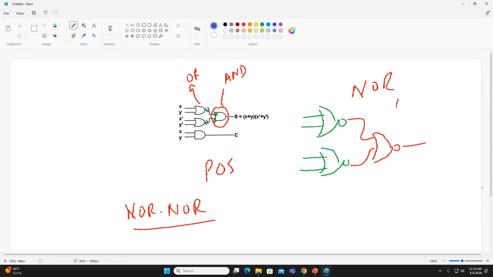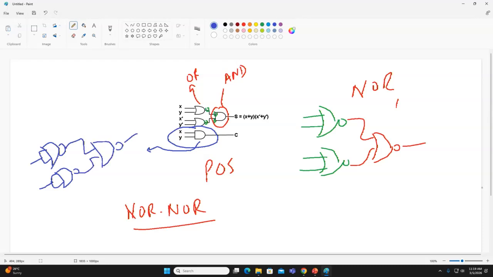Can you see the second one? We also want to convert this into NOR implementation. What will be the NOR implementation of this gate? This is an AND gate, so the NOR implementation will be something like this. Remember, this is the first NOR gate as inverter, the second inverter, and then the third. Any question?